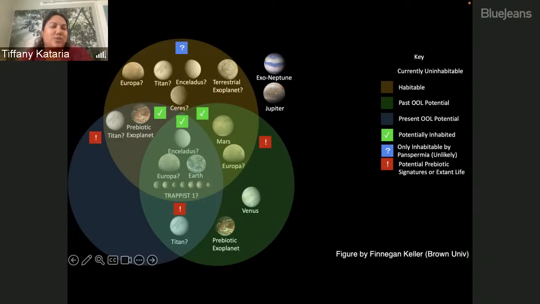And so this is one of those figures that we've been working on to try and illustrate how origin of life fits within our current paradigm of habitability. This is a three-prong Venn diagram showing worlds that could be habitable versus those that could have had either past or present origin of life potential. And then we've attempted to place various solar system and exoplanet objects within that context.